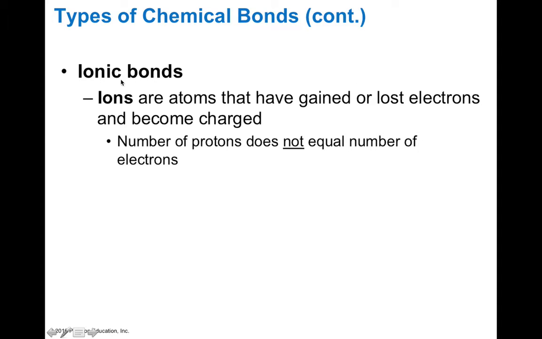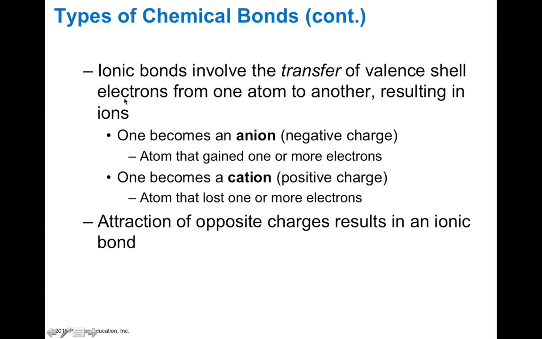So the first is the ionic bond, and these are where atoms basically either gain or lose an electron. And once those atoms have a charge, that's when we call them an ion. So the number of protons does not equal the number of electrons, and because we have this imbalance in the positively and negatively charged particles of an atom, that gives these ions a charge. So if you have more protons than electrons, then the ion will have a positive charge because protons carry a positive charge. And if you have more electrons than protons, then you'll have a negative charge because electrons have a negative charge. So ionic bonds involve the transfer of valence shell electrons.